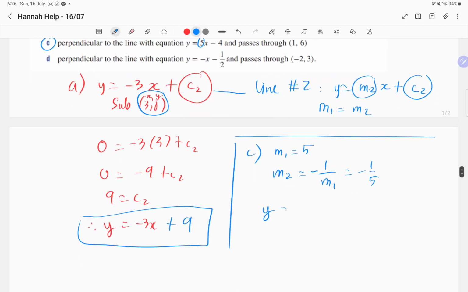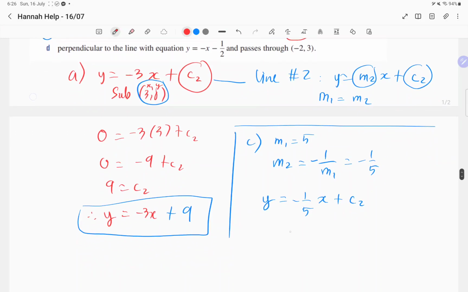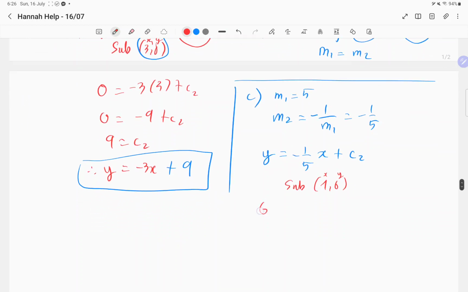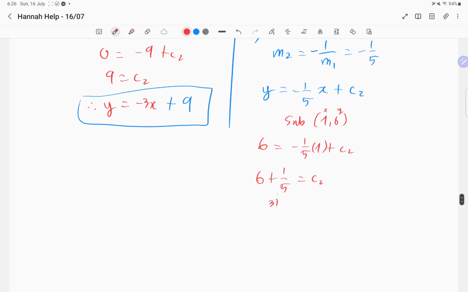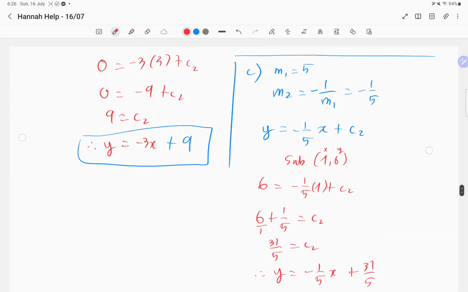Which means that we've got the second equation, y equals -1/5 x plus c2. And again, in order to solve for c2, you need to substitute the point 1, 6. So substitute 1, 6. So x equals 1, y equals 6. Then I get 6 equals -1/5 times 1 plus c2. Okay, so that will be 6 plus 1/5 equals c2. And then just add that up, fraction addition, make the denominators the same. That'll be 31/5 equals c2. So the equation is y equals -1/5 x plus 31/5, is the answer for C. Alright, try out the other questions and tell me how you go.